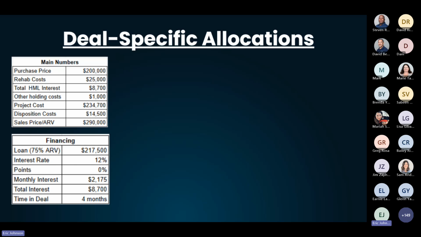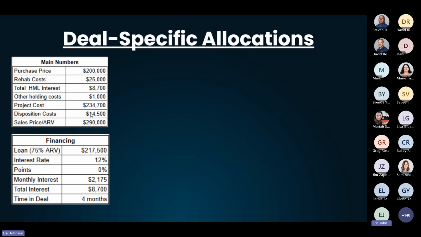So right now, we are going to talk about some deal-specific allocations. I have some numbers here, and we're going to work through this together. I'm going to ask you to trust me on the math, but more than that, I want you to understand the concept behind how we're going to treat the finances and the allocations here, okay? So in this scenario, we have a purchase price of $200,000. We have a rehab budget of $25,000. We have hard money loan interest throughout the length of this deal projected to be $8,700. Other holding costs will be $1,000. The total project cost based on these numbers is going to be $234,700.